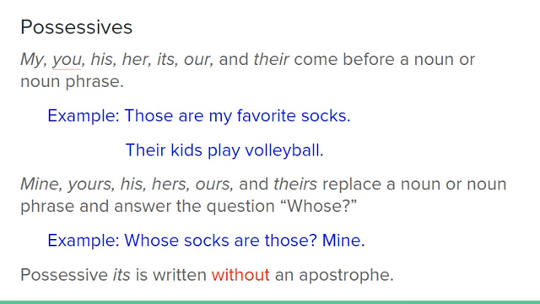Mine, yours, his, hers, ours, and theirs replace a noun or noun phrase and answer the question, whose? For example, whose socks are those? Mine. Possessive its is written without an apostrophe.